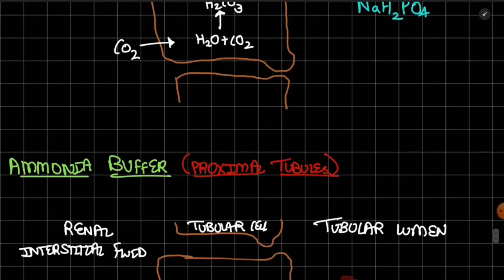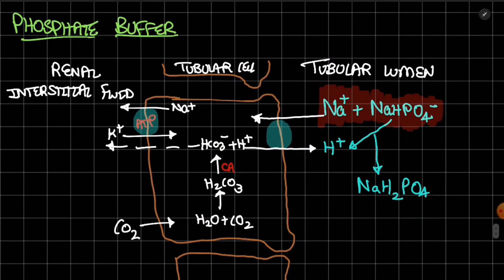Okay, we have completed the buffers. So in the phosphate buffer, what happens? We get CO2 from the renal interstitial fluid. H2O plus CO2 combines to give H2CO3, and this H2CO3 further breaks down. The H plus then acts on the buffer, which is Na plus and HPO4. Na plus is exchanged for H plus, and NaHPO4 combines with this H plus to give NaH2PO4. Then HCO3 minus is passively reabsorbed.